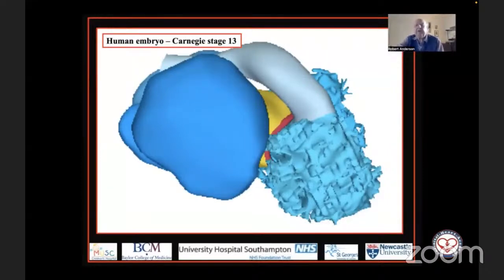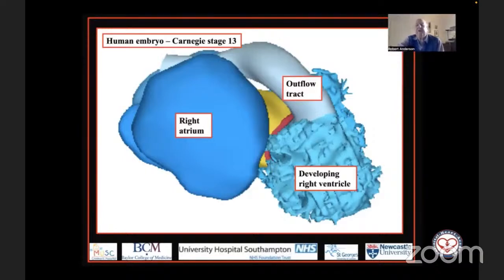So I'm showing you here an earlier stage. This is at the stage where we have double inlet, developing left ventricle, double outlet from the developing right ventricle. So there you're looking at the cavity of the right atrium. Here is the cavity of the developing right ventricle. And at this stage, the right ventricle is supporting the entirety of the outflow tract.